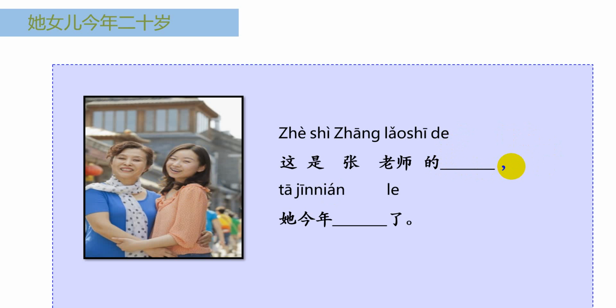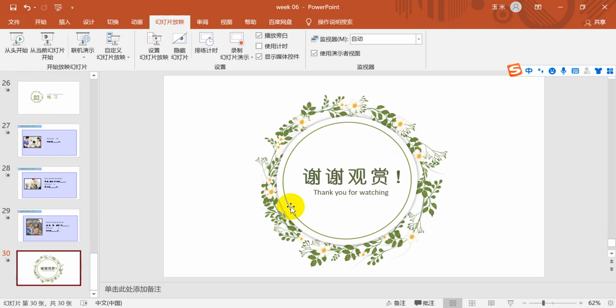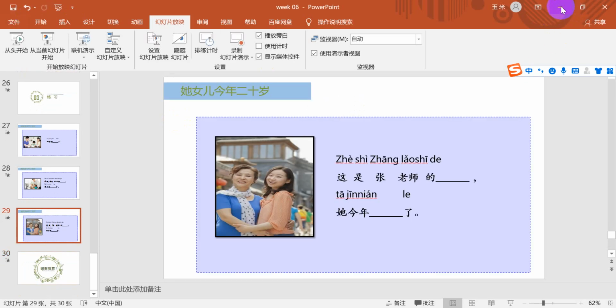女儿。Yes, 女儿。那这是张老师的女儿，她今年maybe 27? 23。Oh yeah, OK, 那23岁了。OK, 这是张老师的女儿，她今年23岁了。Yeah, very good. OK, so this one is something we learned for today's class.